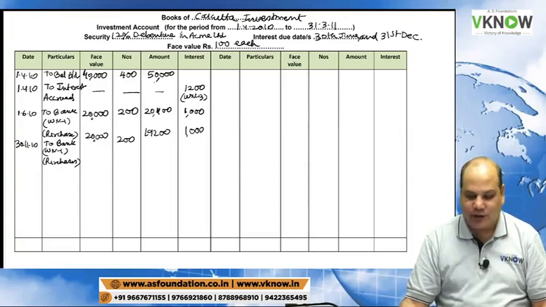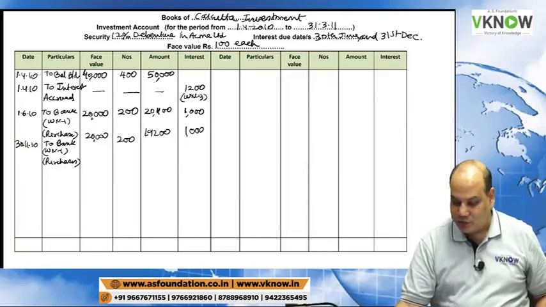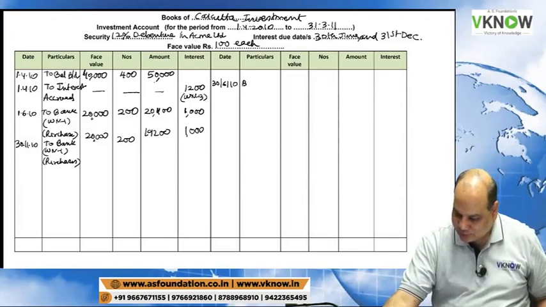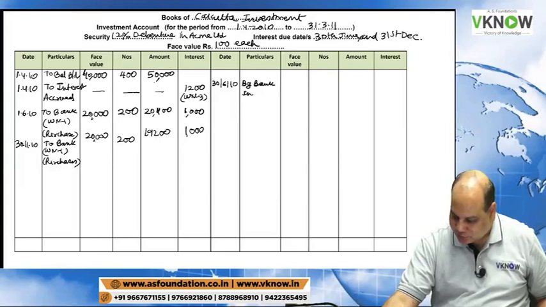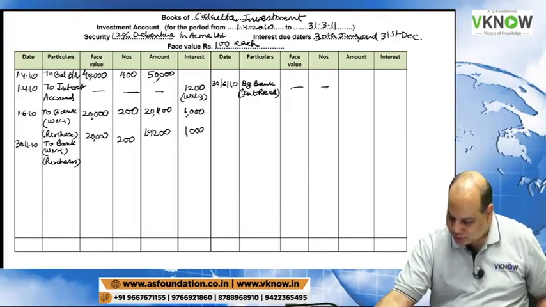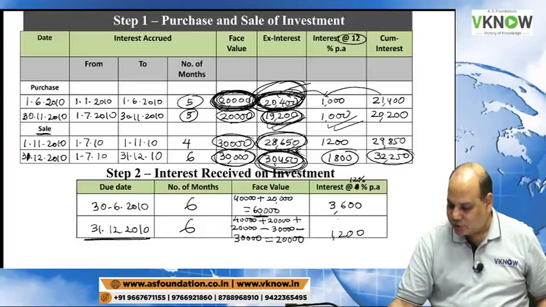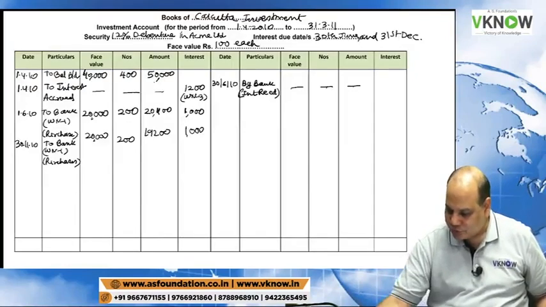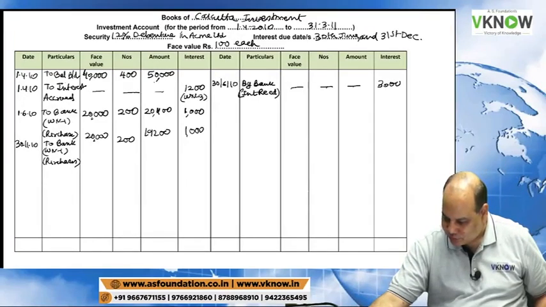Let us come to credit side. Credit side we will first write down June 30. Second line credit side, 30th June 2010, by bank, interest received. Go to working note number 2. On the screen, I will take you to working note 2 below. 3,600. Below write working note 2.